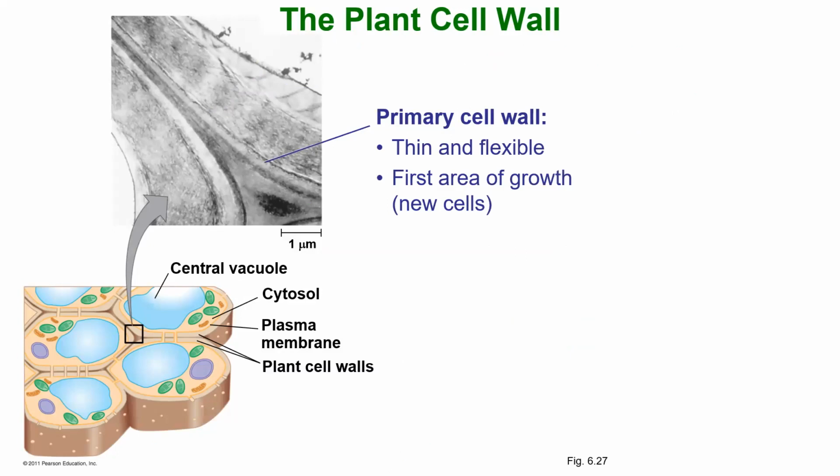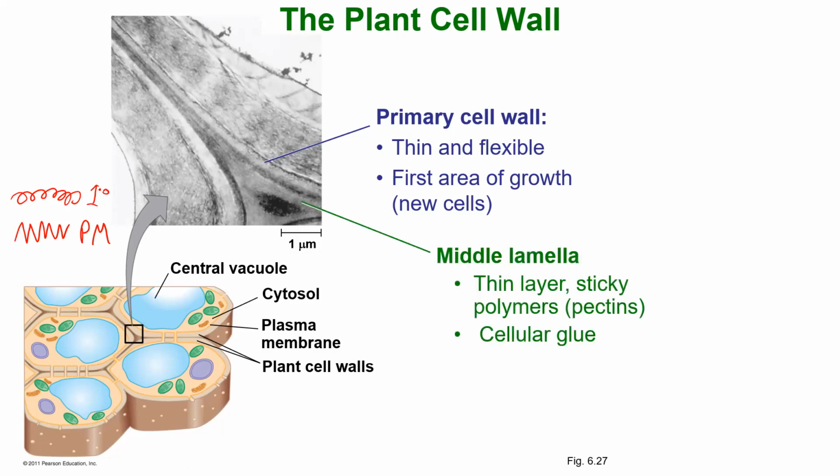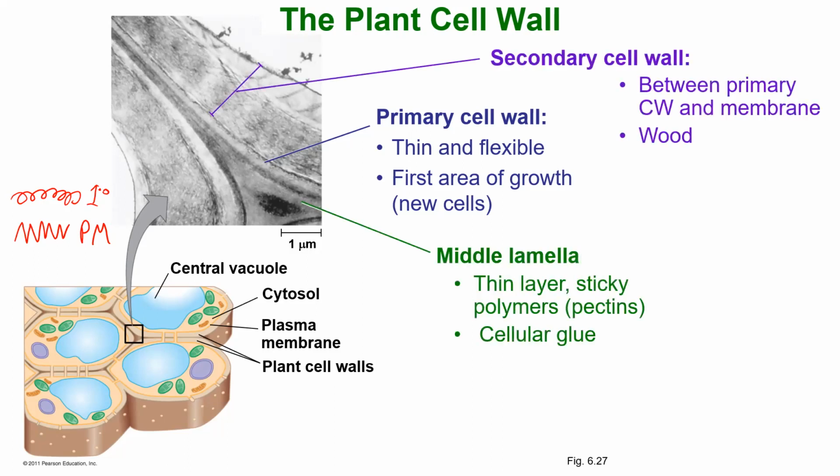So I'm going to draw a little picture over here, and I'll probably do a little bit of erasing as well. So first thing you're going to have is your plasma membrane. That's your PM. And then what happens is cellulose is made, and so you end up with your primary cell wall. This is my primary cell wall. That's the very first thing made, and that's what you see in a lot of plants. I mentioned I was going to do a little bit of erasing, because what happens is sometimes you get a secondary cell wall.